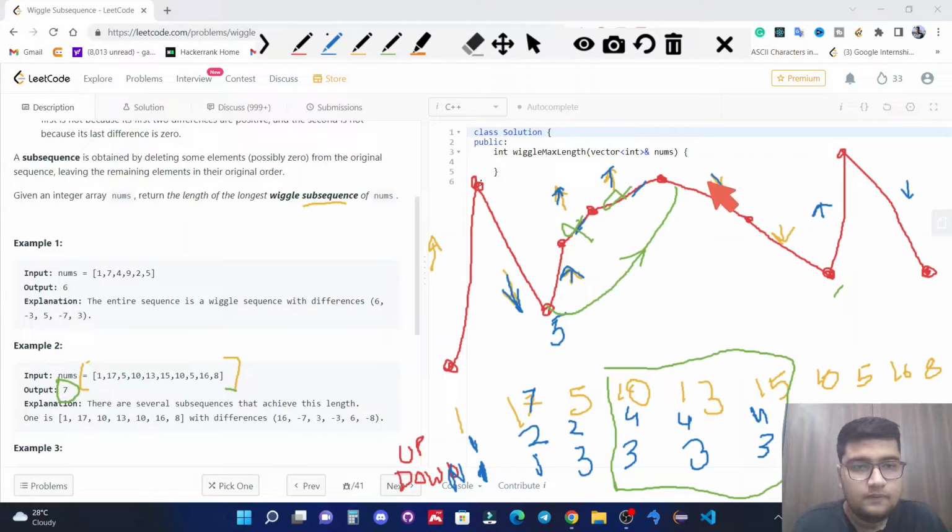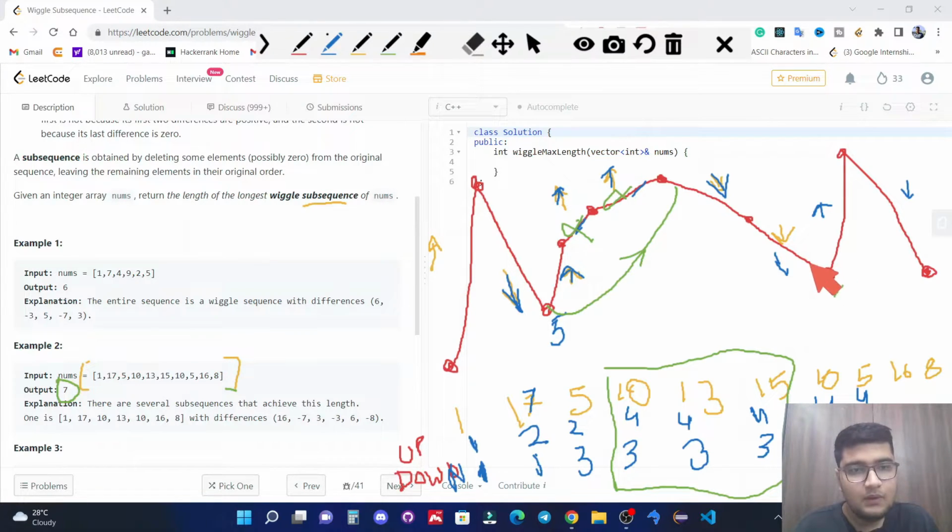This is down. Then what were we considering? We are considering that if we are getting down, then the previous one must be up. So we were just updating the down with up plus 1. So let's update down with up plus 1. It is 4 plus 1 is equal to 5, and this up will remain same. Again we are getting down, let's update down with up plus 1, that is 5, and this is 4.